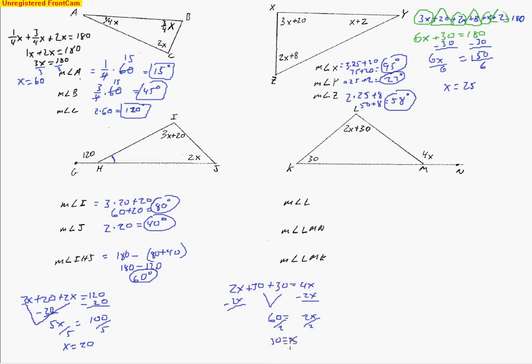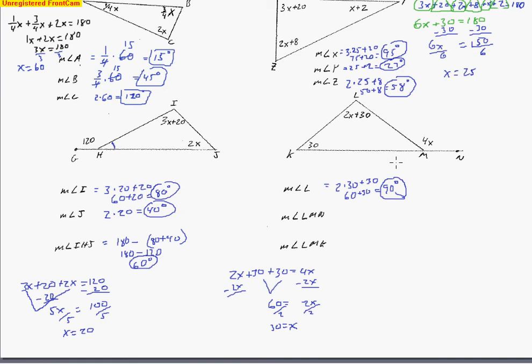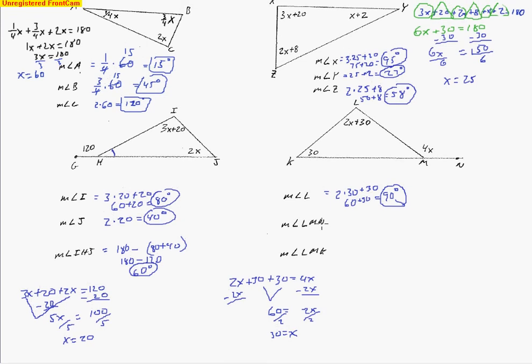So x is 30. So now I need to take that 30 and plug it in for x, times 2 and add 30 to get L. So angle L is going to be 2 times 30 plus 30. And so that's going to give me 60 plus 30 gives me 90 degrees. And the next one, we've got M or LMN. So L, M to N. So they want to know 4x. So let's go ahead and do 4 times 30. And that's going to give me 120 degrees.